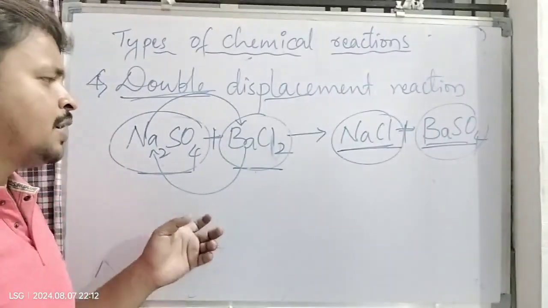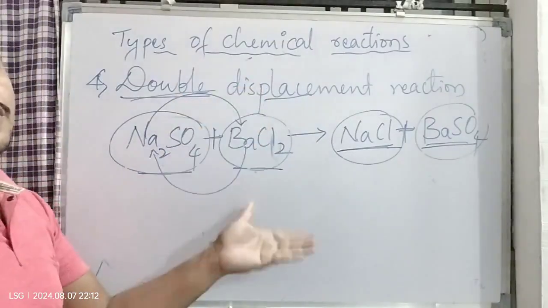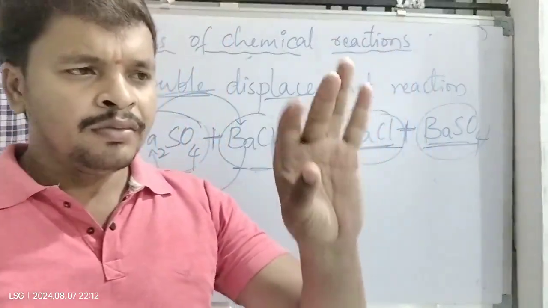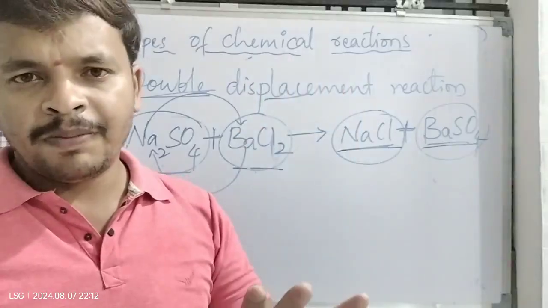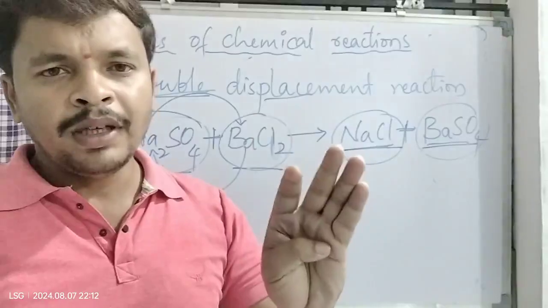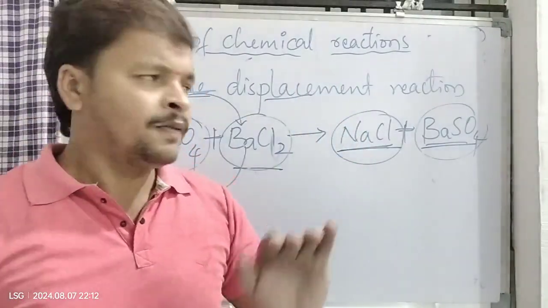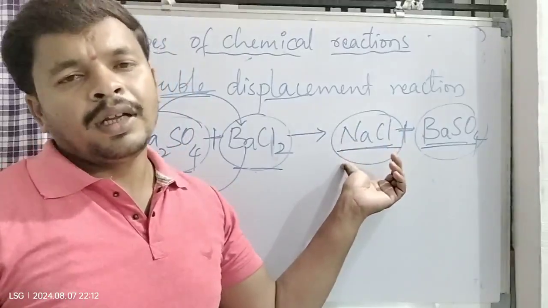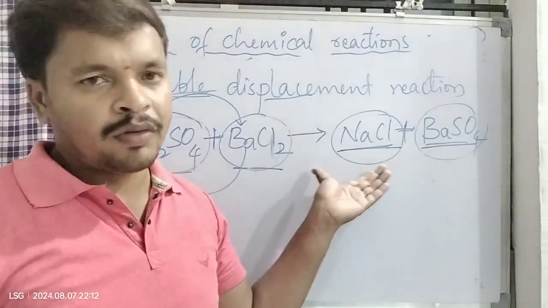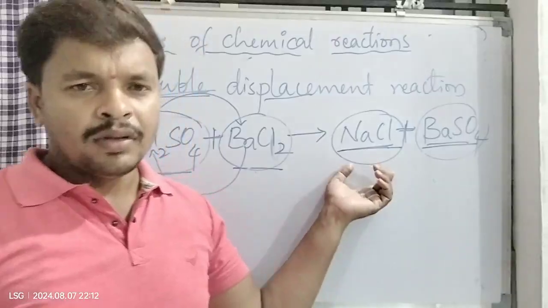What do we call it? Double displacement reaction. Hope you have understood the four types of reactions: combination, decomposition, displacement, double displacement. In the decomposition, three types are there: thermal, photolytic, and electrolytic. These are the four types of chemical reactions and the examples related to them. Hope you have understood about this. Many questions can be asked on this topic.